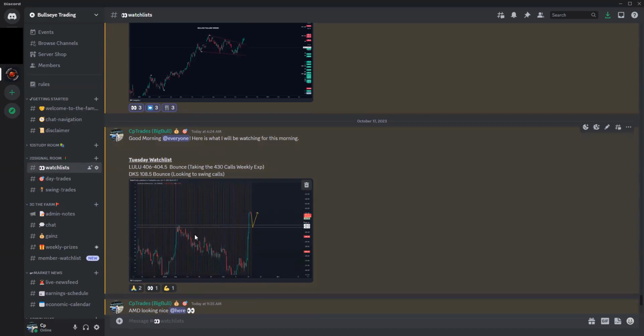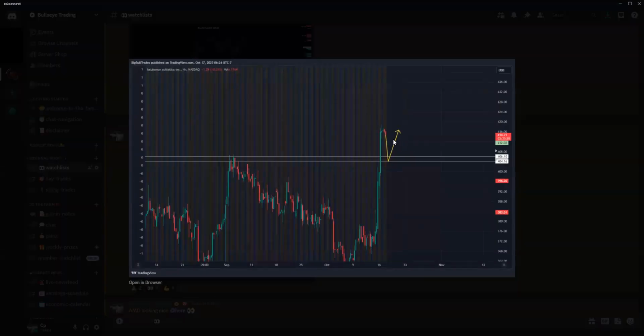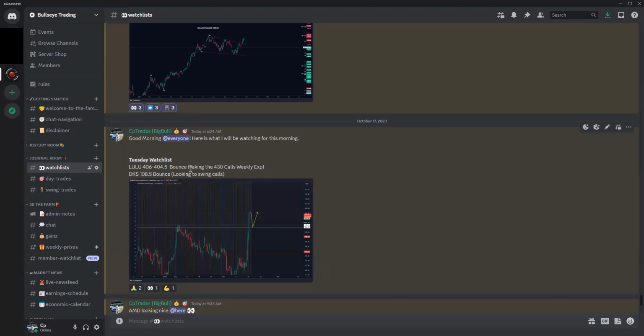So for example, today I was looking at Lulu for a bounce here. And the reason why was it looks like this was a resistance turned support. So I wanted to see Lulu come down here and maybe purchase some call options when the stock price hits here. Once it hits, I will signal whatever I'm taking. In this case I was taking the 430 calls. So Lulu 430 calls is what I was looking to take.